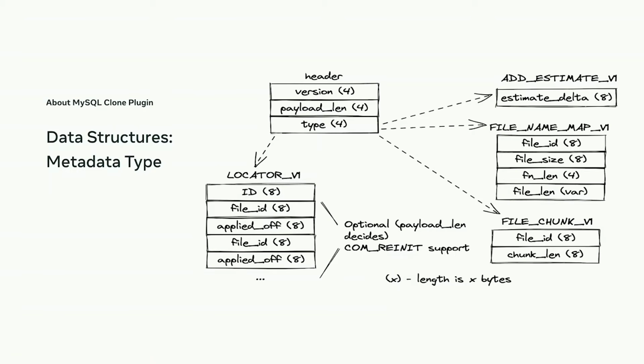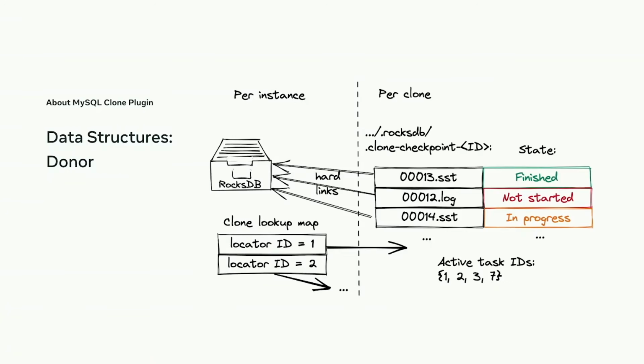So we have some new data structures in MyRocks clone. This figure gives us an overview of what kind of information is transferred from the donor to the client. In general, there are four types. First, we have information about the list of files in the checkpoints. We have information about the metadata of the file being transferred. There is also the data chunk itself, and there is some estimation of the amount of data that has been transferred to the client. You can see four arrows corresponding to the different types.